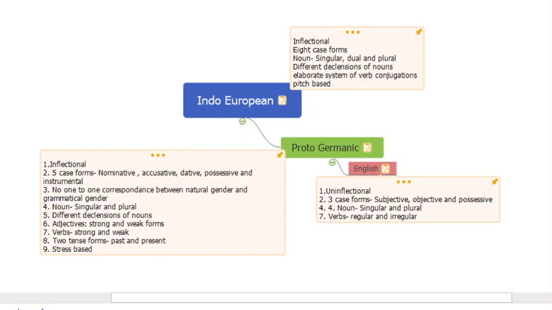As a result, the syllables at the end of the words tended to become weak and they were finally dropped. And this accounts for the reduction and the loss of inflections in languages like English.